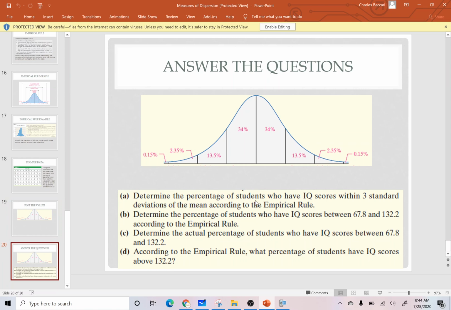Determine the percentage of students who have IQs within 3 standard deviations. Well, 3 standard deviations would be from here all the way over to here, and we said that that was 97.7% based on the empirical rule.